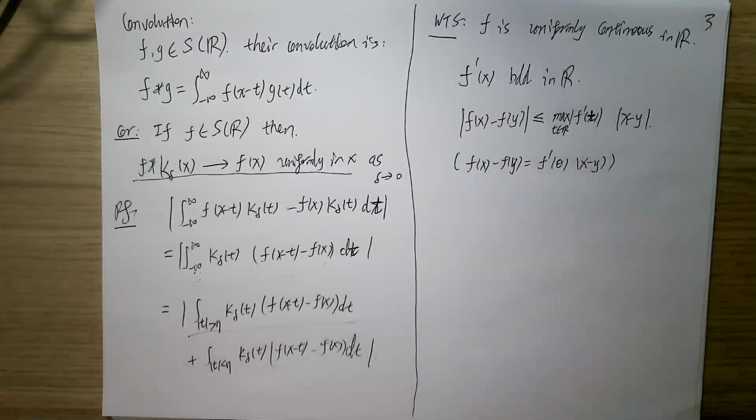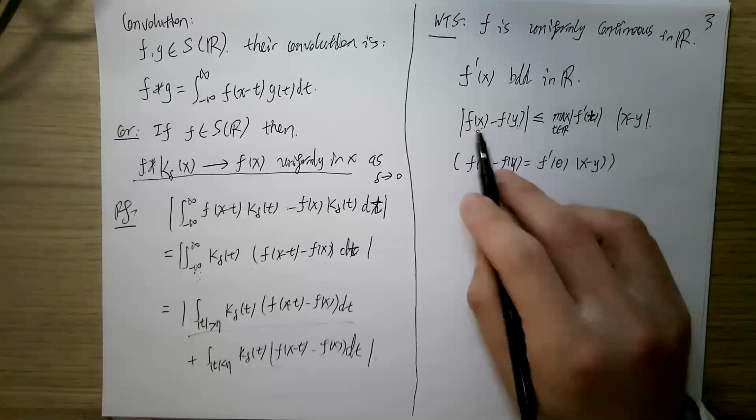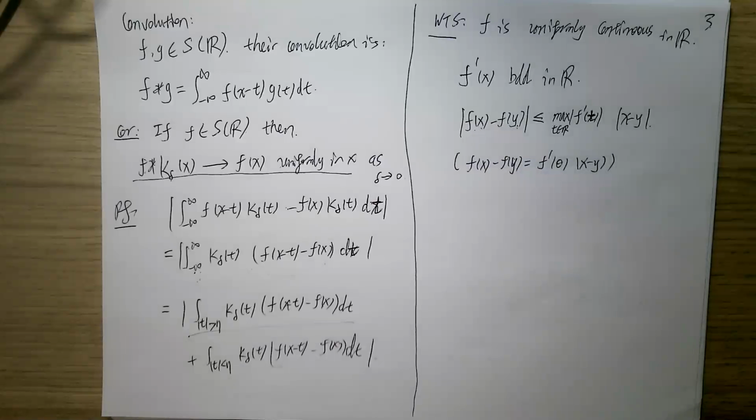So that means no matter which x and which y you have, as long as x minus y is small, f(x) minus f(y) is also very small. This is one idea about how you can show a function is uniformly continuous. This is the so-called Lipschitz continuity of the function. It's actually a stronger condition.